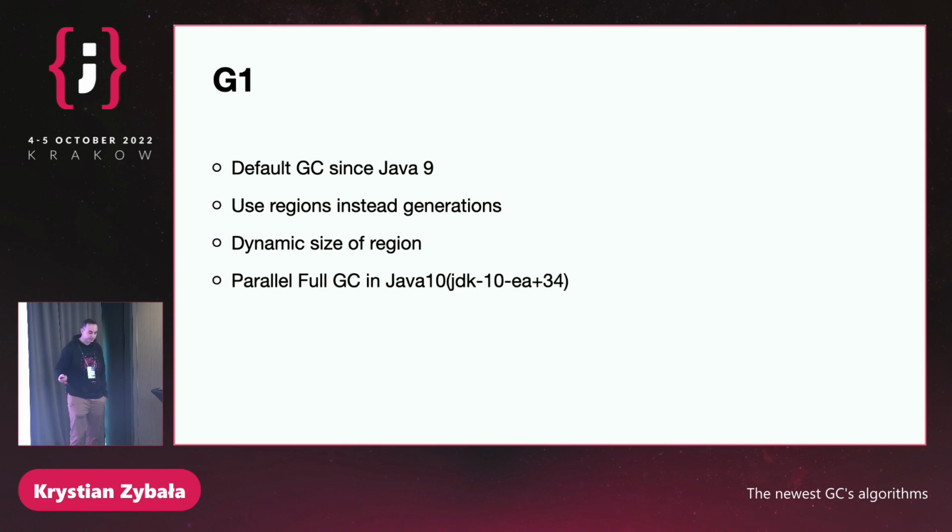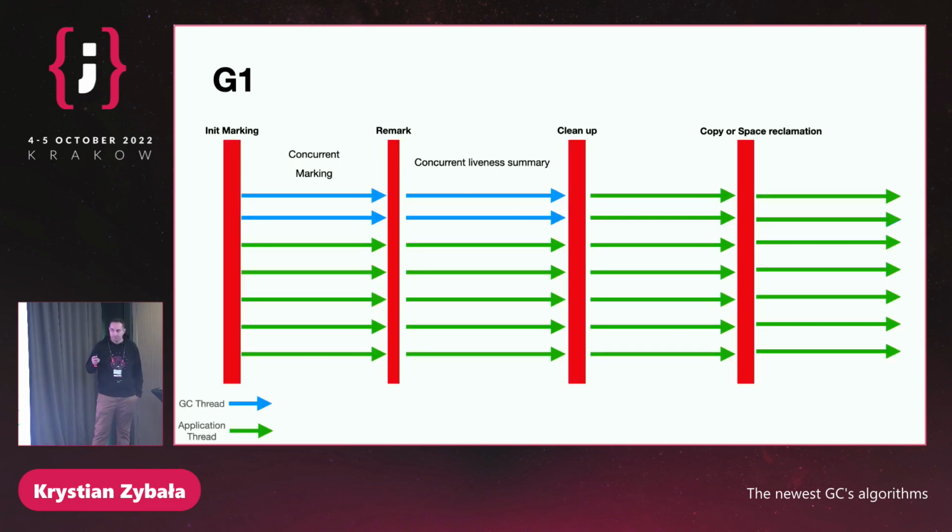This garbage collector uses regions instead of generations like before in the picture. Imagine the space in the heap split into squares. These squares are of dynamic size, basically from 2 megabytes to 32 megabytes until Java 18. There was an issue with G1, because until Java 10, full GC was executed by only a single thread and was not as efficient as we wanted. This is briefly how G1 basically works.